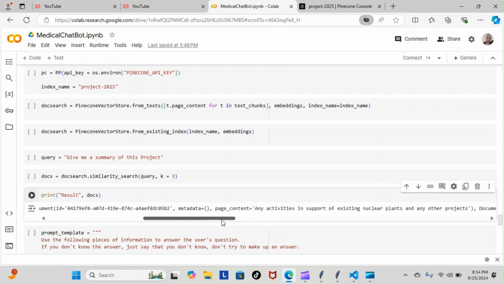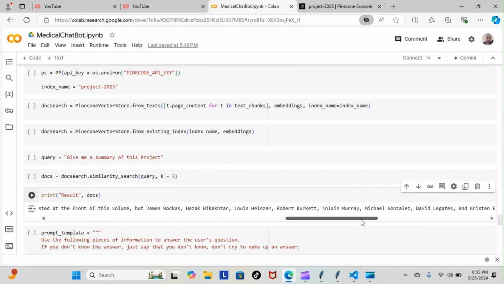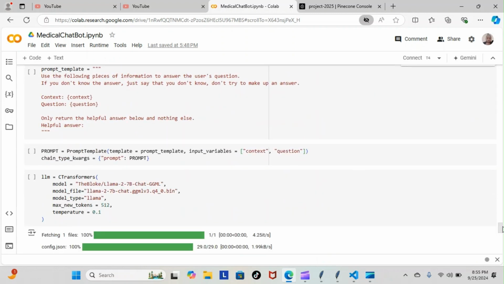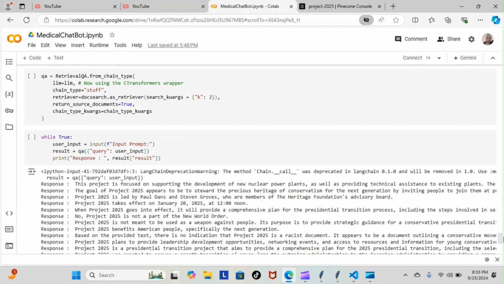So any activities in support of existing nuclear plants and any other projects, that's one. Then we have one listed at the front of this value, but Jane Ruckus is just two. And I don't think this was being too specific with to give me a summary. I think it was just summarizing some things for me. But let me see. But yeah, neither here nor there. We're here and we did move forward.